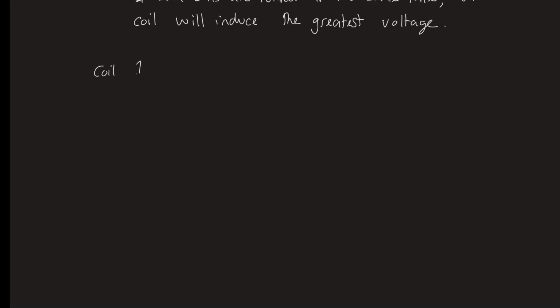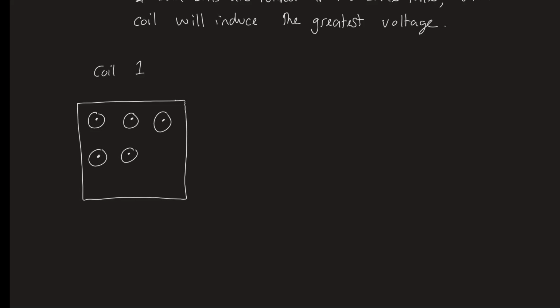Coil 1. This one's perpendicular to the field, so the field lines pass straight through it. So we could say the field lines come straight out of the page through the loop, like that. You've got coil 2.